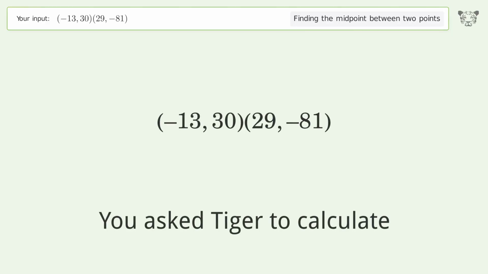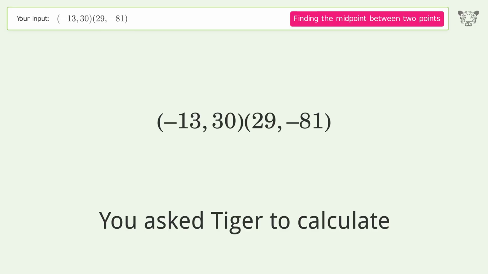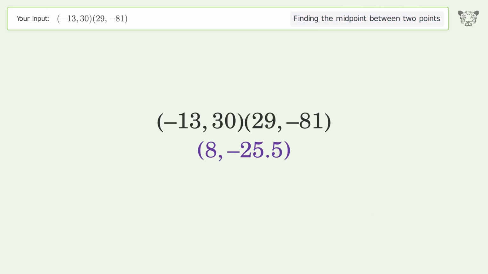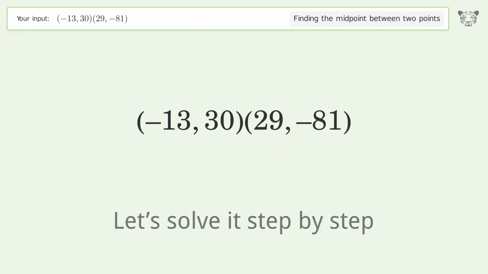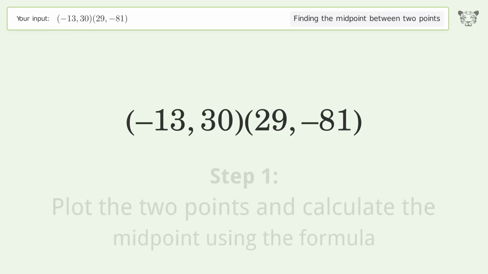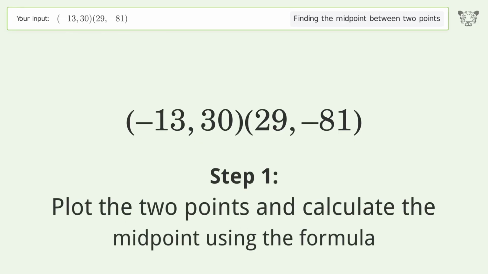You ask Tiger to calculate. This deals with finding the midpoint between 2 points. The midpoint between the 2 points is 8, -25.5. Let's solve it step by step. Plot the 2 points and calculate the midpoint using the formula.